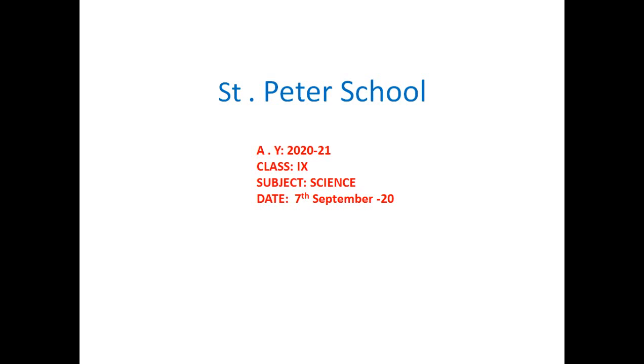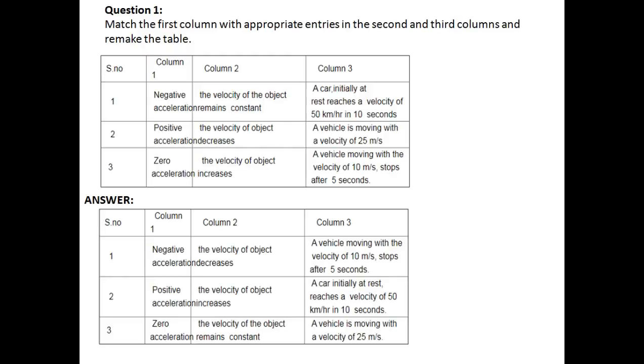Okay, so what you have to do is just remake the table. The table given is wrong. You have to arrange all three and make a proper table. So the question is this: column one, negative acceleration, positive acceleration, zero acceleration. Second column, the velocity of the object remains constant, the velocity of the object decreases, and the velocity of the object increases. Column 3, a car initially at rest reaches a velocity of 50 km per hour in 10 seconds.